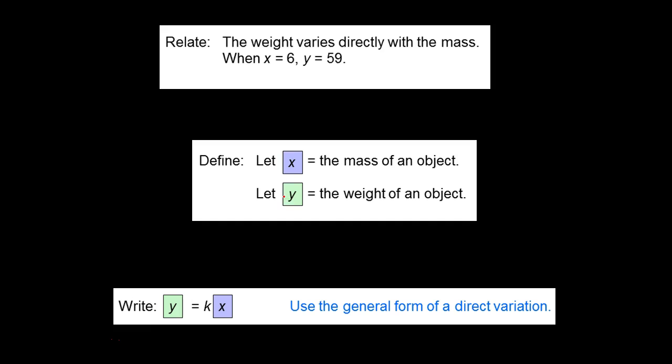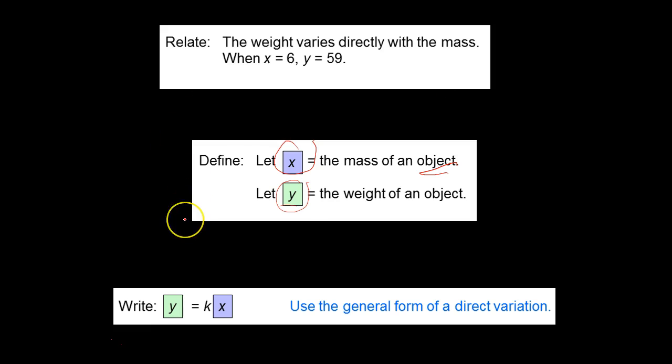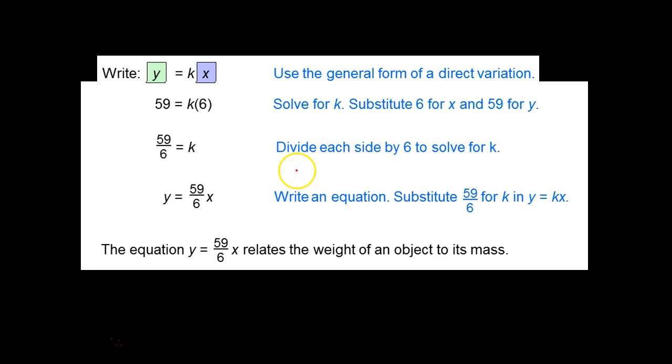So we know these values. We know x, we just said, was 6. It was the mass of the object. Y was 59, and it was the weight of the object. So I can take these and, since I know it varies directly, plug them into my y equals k times x direct variation equation, which is right here. And this is what we're going to get. Plug in your values. We just said y was 59 equals k, and x was 6.